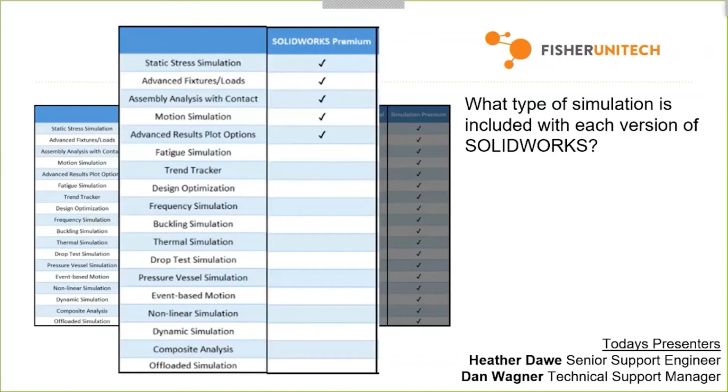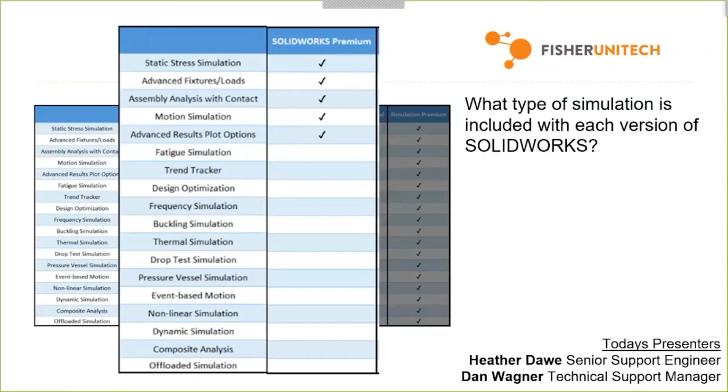We get advanced fixtures and loads, so we get different types of fixtures and loads that we can include in our parts. We get to make contacts, so this wasn't included with Simulation Express because there's no contact when there's not multi-bodies. Now we have two bodies interacting with each other, so we actually get to determine how those contact.